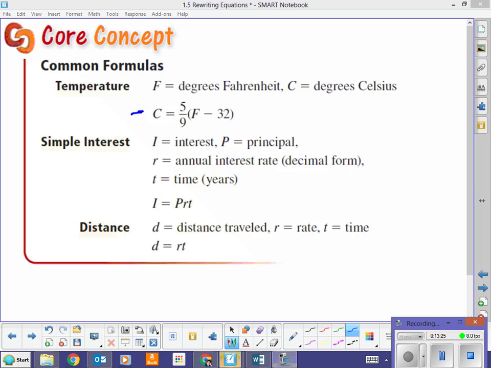Let's get these formulas in our notes. Temperature, Celsius compared to Fahrenheit. This is interest: principal, rate, and time. And we know this one: distance equals rate times time. Get those in your notes because we're going to do one more problem here.